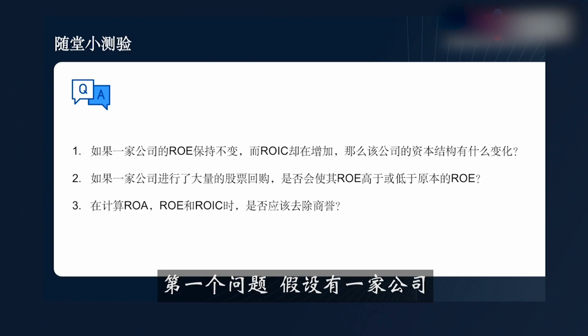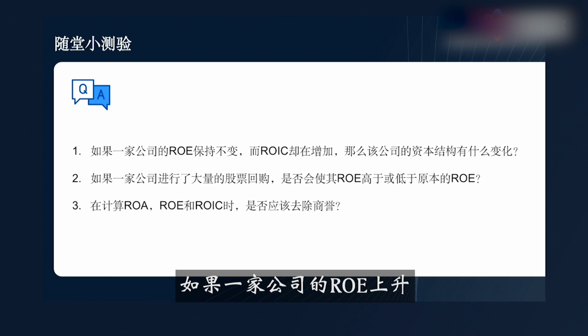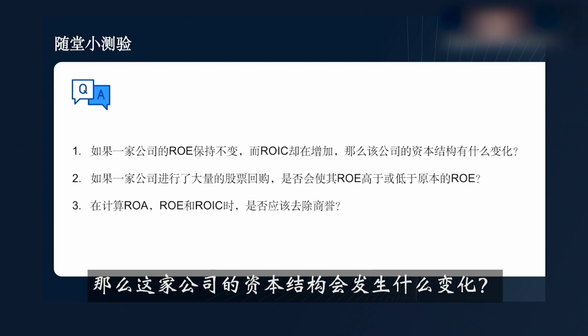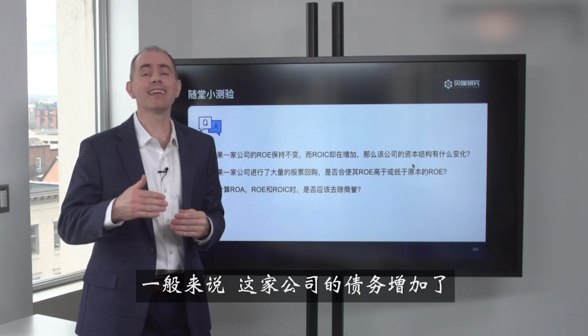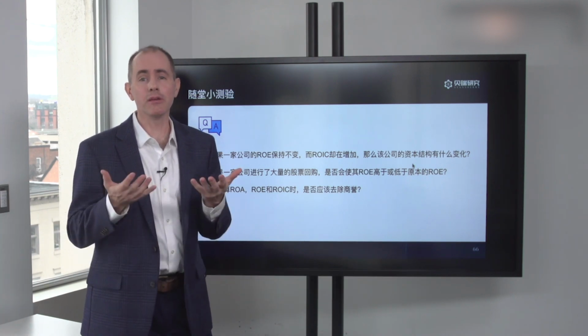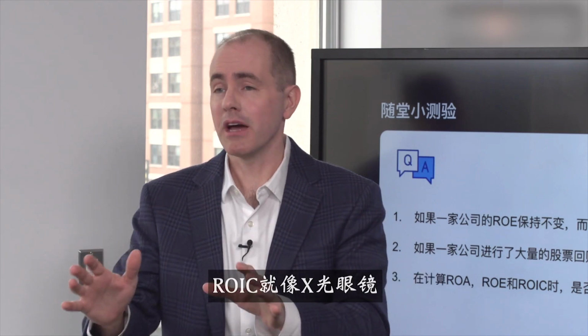All right, let's do a quick quiz. First question, this is one of my favorite questions to ask analysts applying for jobs: if a company shows increasing ROE while their ROIC stays flat, what's going on in that company's capital structure? Typically, that company is adding debt, and the debt can be used to increase ROE, which might not necessarily be bad, but it might be riskier also.